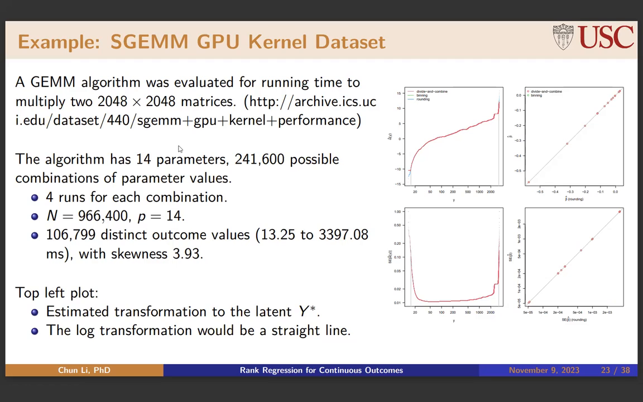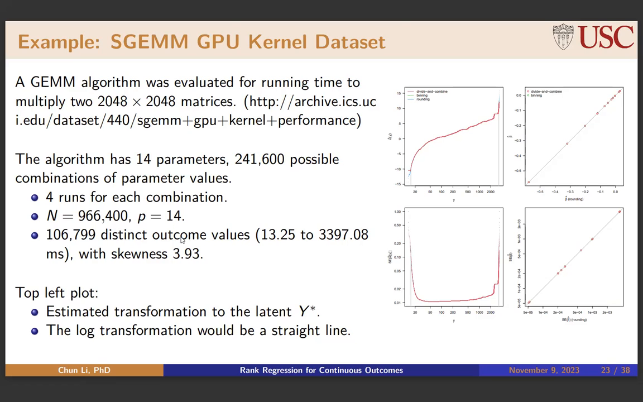And here, researchers did this. They have an algorithm called SGEMM that's specifically designed for GPU, and the algorithm has 14 parameters. They enumerated all possible combinations of the 14 parameters, so there are 241,000 possible combinations of those parameter values. And they ran 4 times for each combination. So the sample size is this, with 14 predictors.